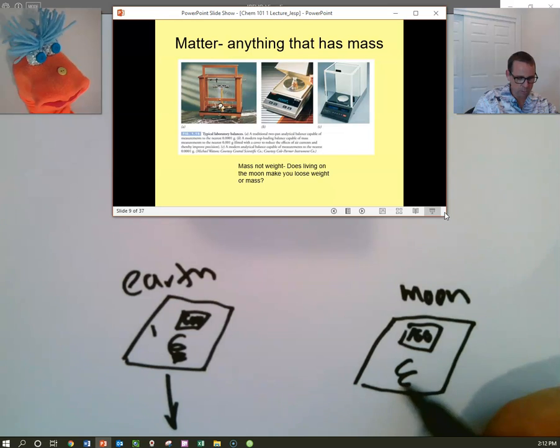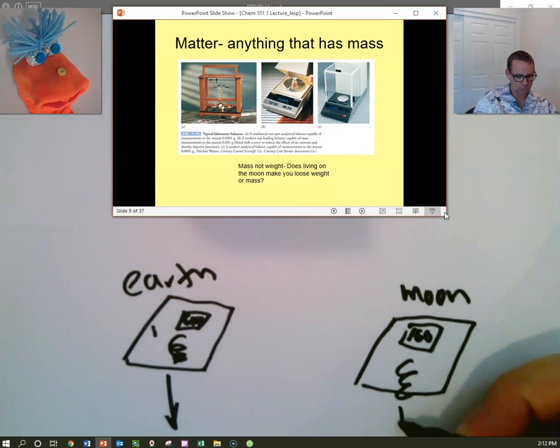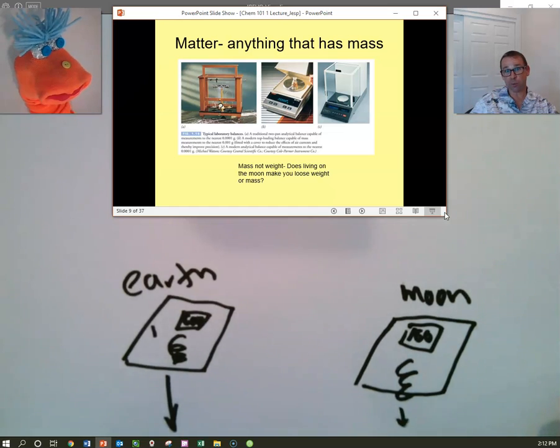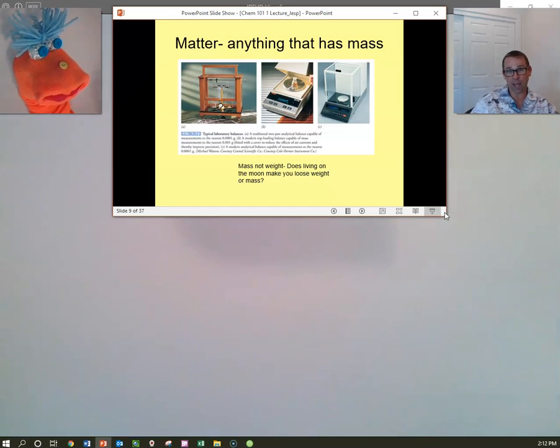Because the gravity will pull you down less, only 1/6 the amount on the moon, all right? So, do you lose weight when you go to the moon? People think of losing weight as not being so fat, right? You're not going to lose that kind of weight, but you will weigh less on the moon.